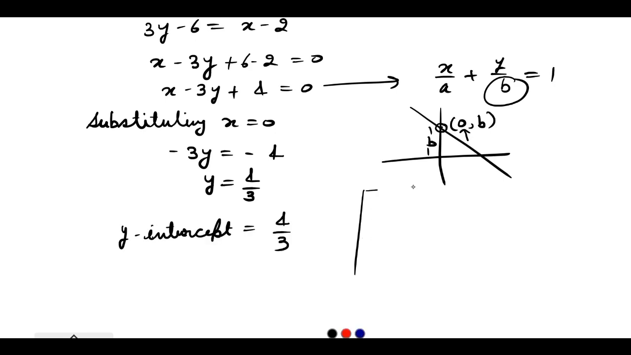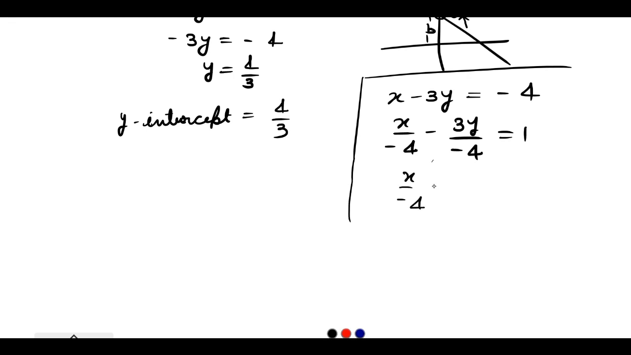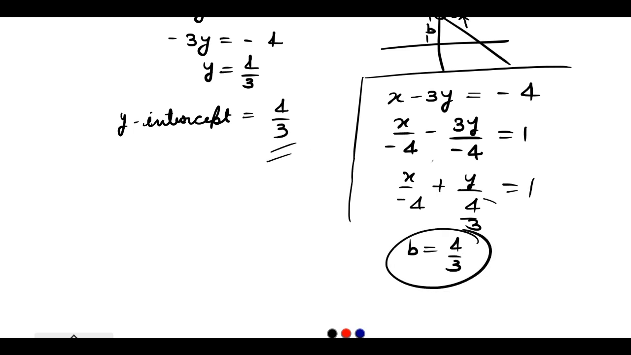And now if you want to find y-intercept by the other method, then convert this equation in intercept form. For this, first of all, write −4 on right hand side, then divide this equation by −4 to make this 1. And now compare x/a + y/b. Value of b is 4/3. It means y-intercept is 4/3.